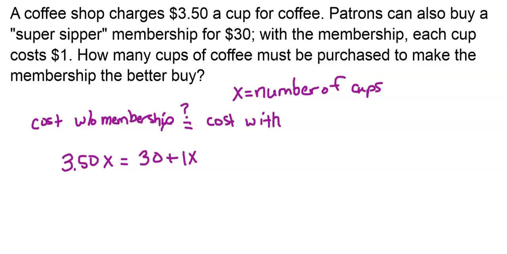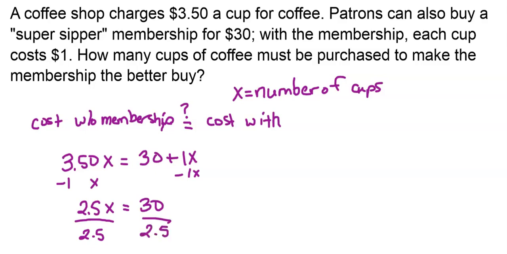So we're going to go through the same process with the other equations. We're going to get the variables on one side, numbers on the other. So we can subtract this 1x from both sides. 3.5x minus 1x is 2.5x. I could put the 0 on the end of that, but I'm not going to. Equals 30. And then we'll divide both sides by the 2.5 to solve for x.